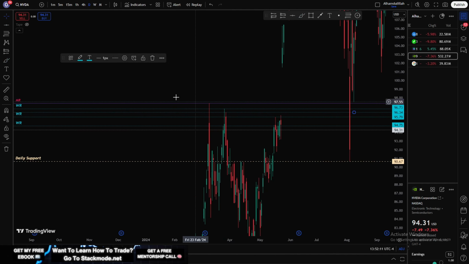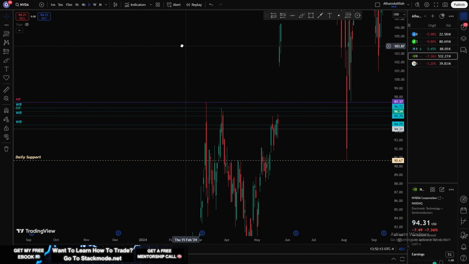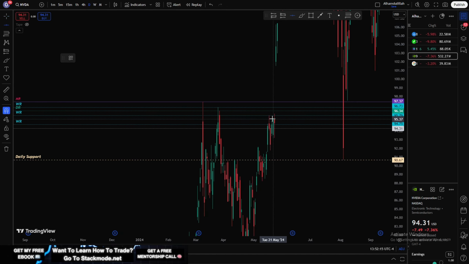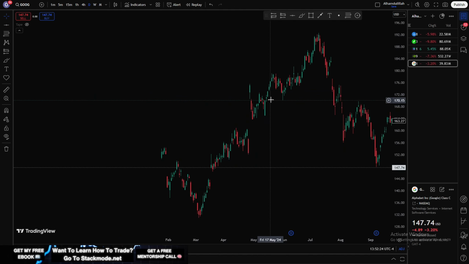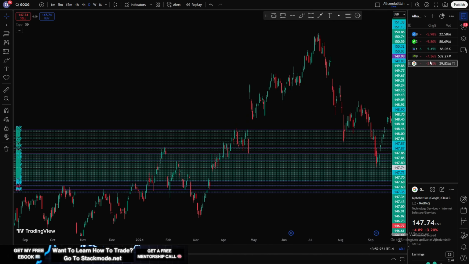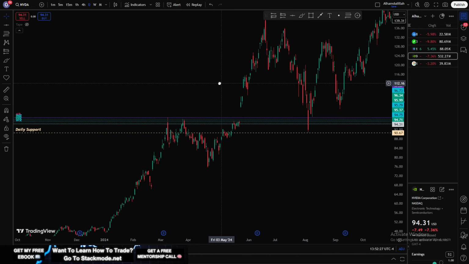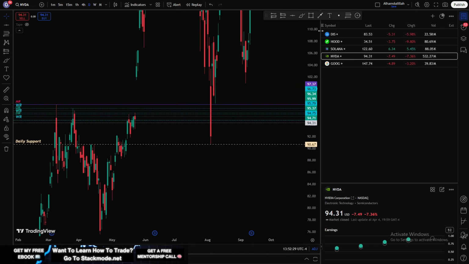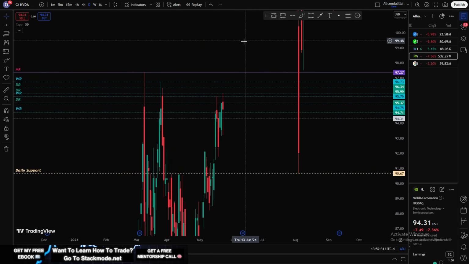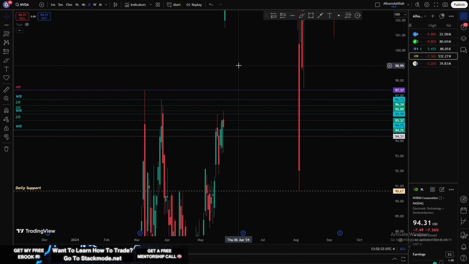So let me go ahead and mark all of these out as well. Marking out resistances. Taking my time here. Wow, okay. My bad. Really taking our time here. Marking out each area of resistance because I'm looking for an upside trade.